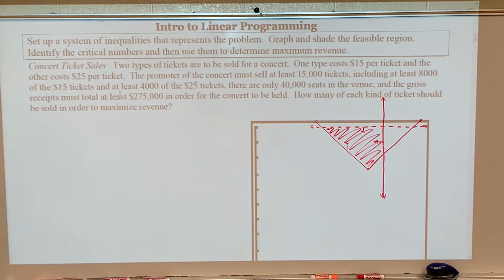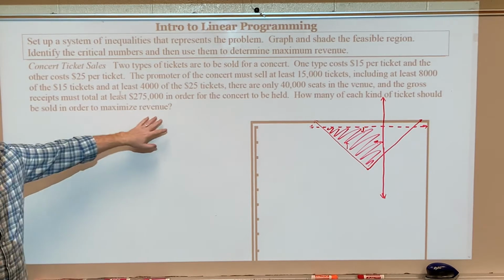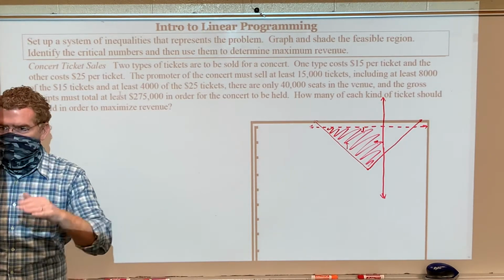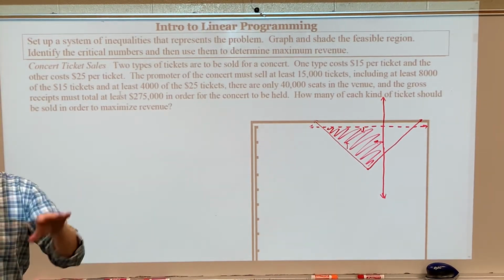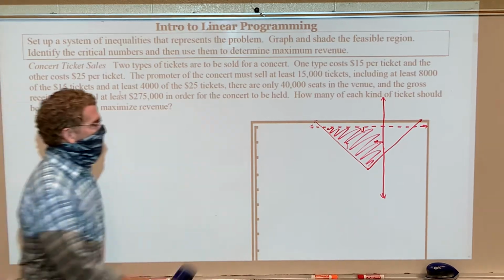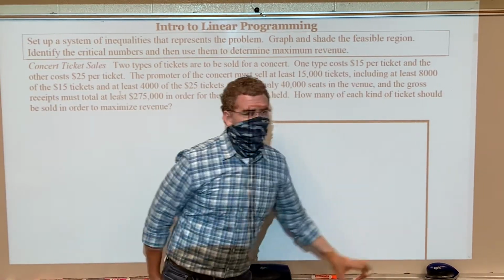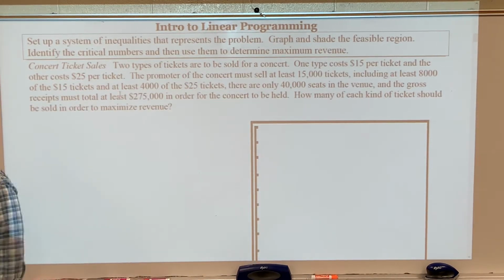So it says how many of each kind of ticket should be sold so that I maximize my revenue. Okay? And then once you know how to maximize your revenue, you start pushing tickets that way. You start marketing them in that direction. Okay? So anyway, that's a whole other conversation that you can have in college if you get a business degree.